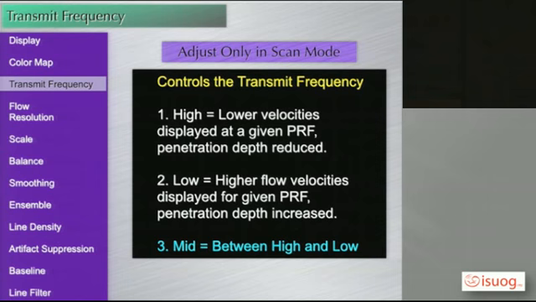The transmit frequency has 3 settings: high, low, and mid, that allows the user to select different velocity settings for a given PRF. When high is selected, lower velocities are displayed and the penetration depth is reduced. When low is selected, higher velocities are displayed and the penetration depth is increased. The mid selection is between the high and the low.